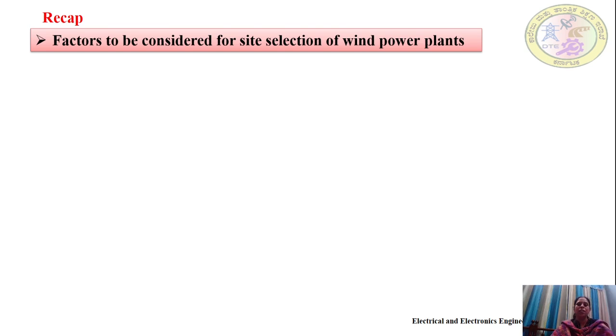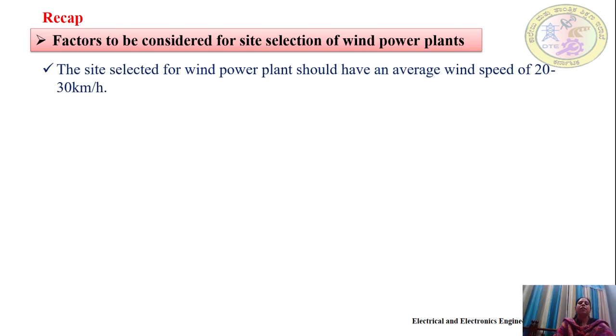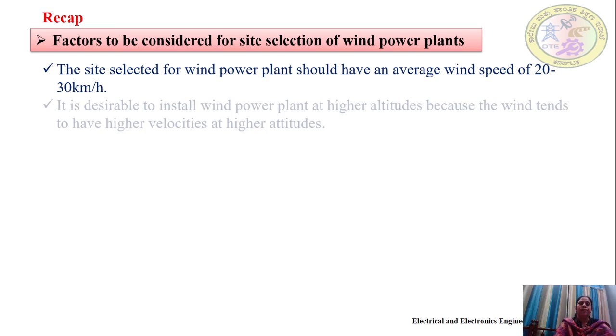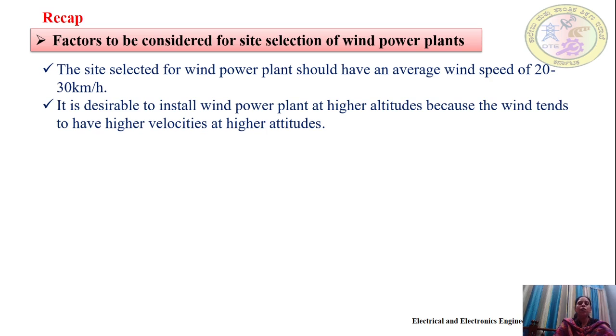Factors to be considered for the site selection of wind power plant. The site selected for wind power plant should have an average wind speed of 20 to 30 km per hour. It is desirable to install wind power plant at higher altitudes because the wind tends to have higher velocities at higher altitude.